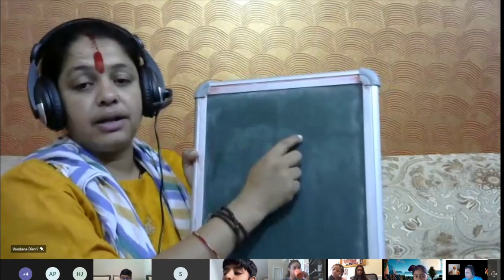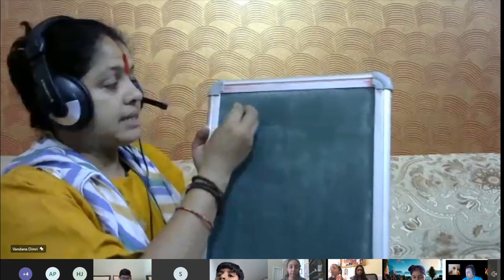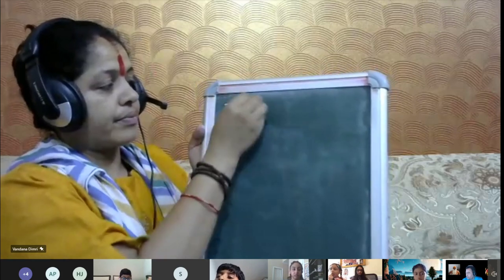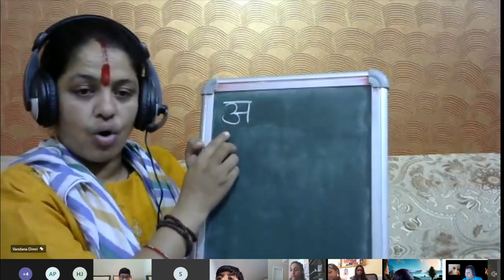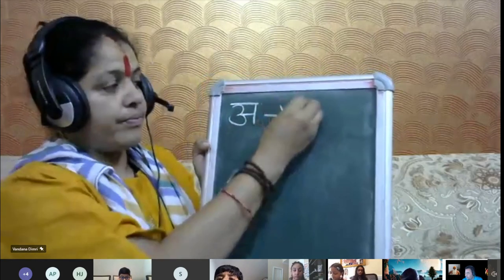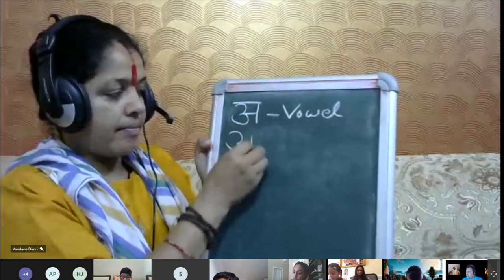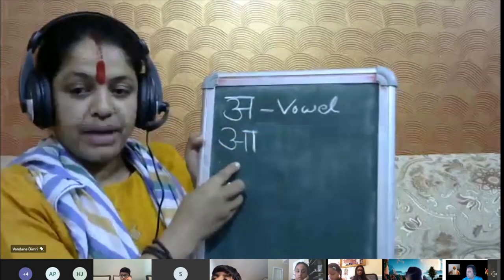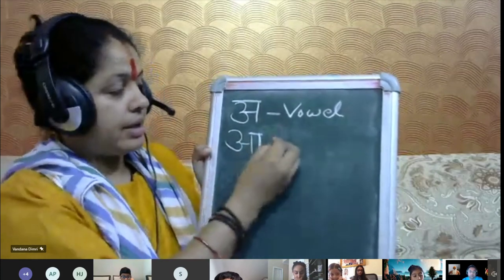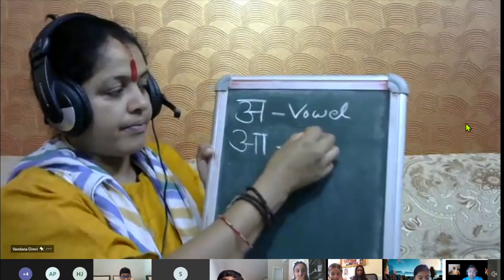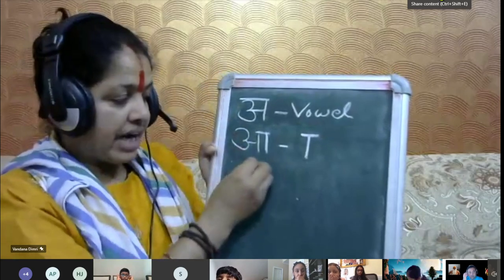Then I will question any student. This is a. It has no sign. It is only a. It is a vowel. But the sign of aa, please look here, look at your computer. This is the sign of aa. This one. Okay? Now I am writing ka.